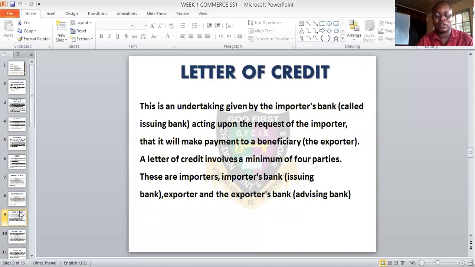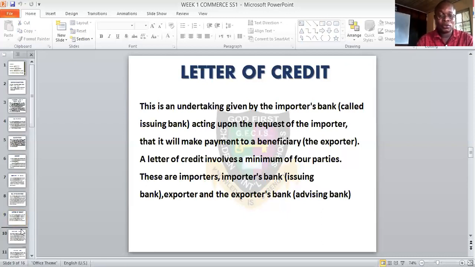Let us look at all these 4 parties. The first one, we have the importer. Then the second one is the importer's bank, which is also known as the issuing bank. We have the exporter, and that's the third one. Then the last one is the exporter's bank. We call them the advising bank.